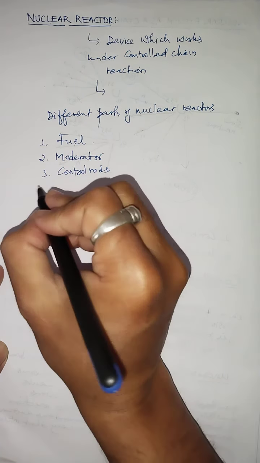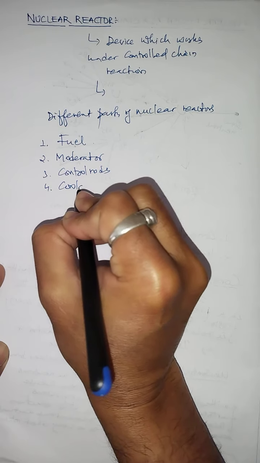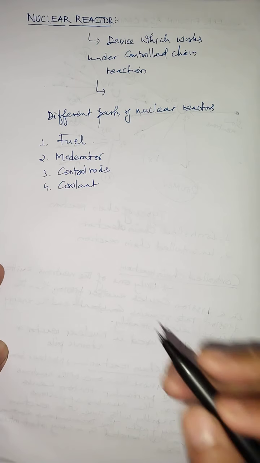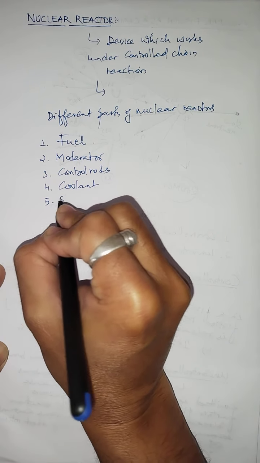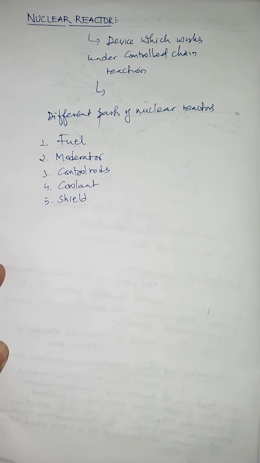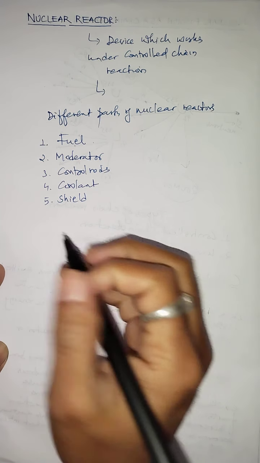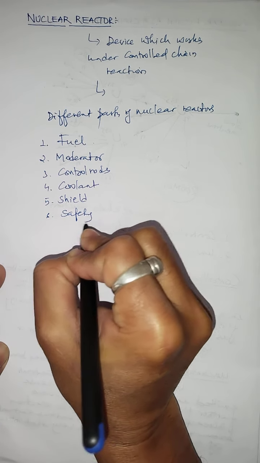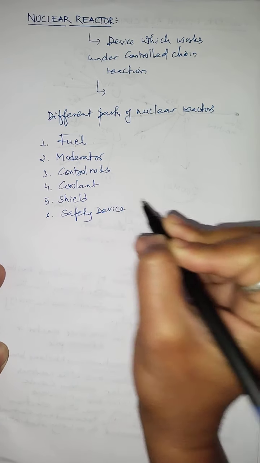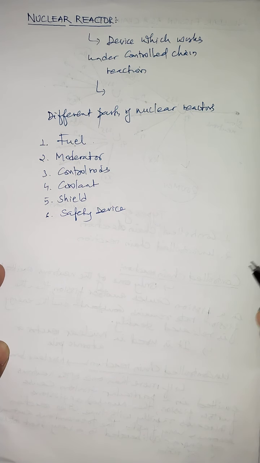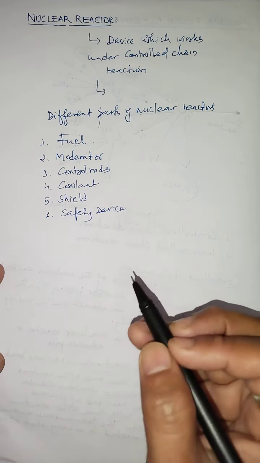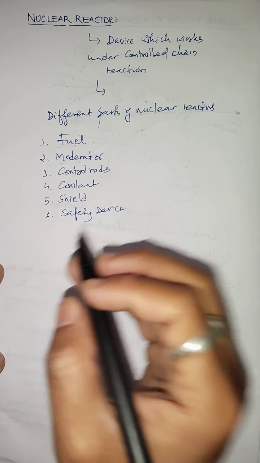Then after that we have coolant as a part of the nuclear reactor. Then we have another part called shield. And at last we go for the safety device. So these are the different parts that we can observe in a nuclear reactor, and each part has its own function. Now let me highlight what a fuel is, what is the important part of fuels, and what is its role in a nuclear reactor.